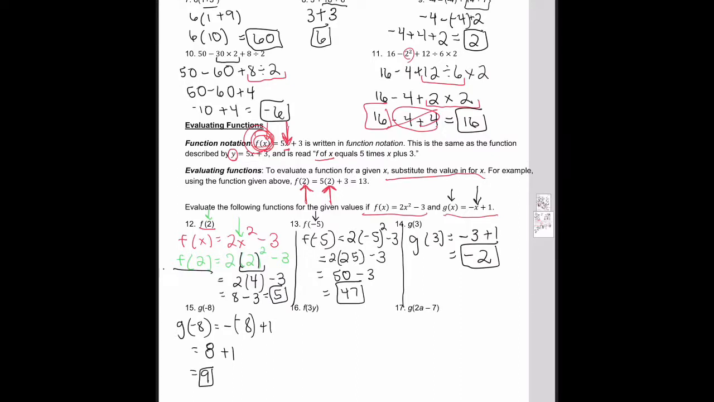All right, number 16, f of 3y. Okay, nothing changes. That just means in place of x, we're going to put a 3y. Don't let the fact that there's an extra variable trip you up. Just do the same thing we've been doing. All right, we have 2. In place of that x, okay, we're going to put that 3y. I'll put parentheses around it so you can see exactly where I've replaced the x. Everything else stays the same, so I'm still going to square that and subtract 3 at the end.